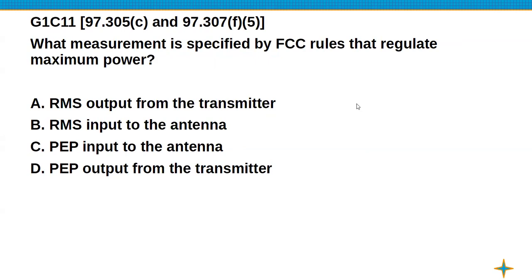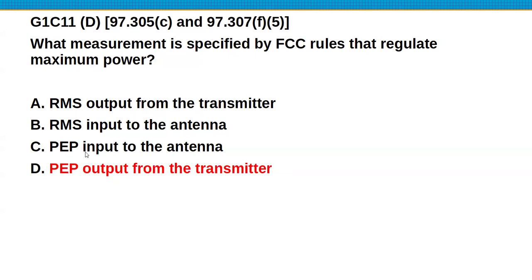What measurement is specified by FCC rules that regulate maximum power? Charlie. No, sorry. Delta. No, wait. Well, that's a good question. Whatever it is, I would think it would be from the antenna, but it isn't there. Well, let's see what they say. Yep. Okay, from the transmitter.